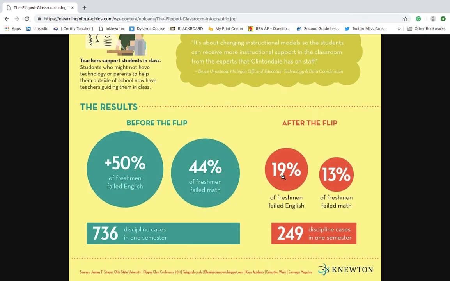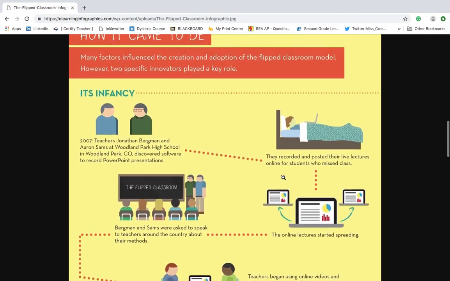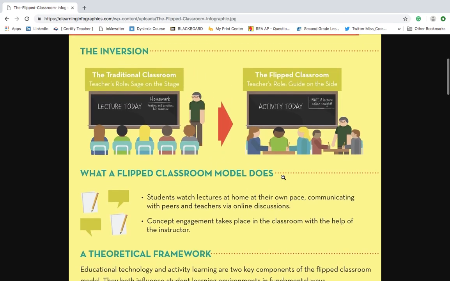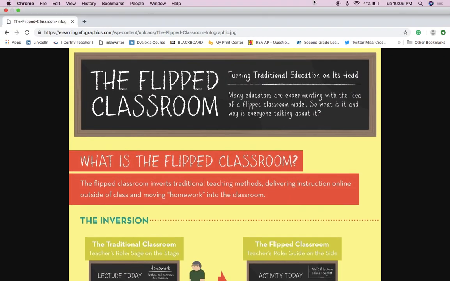So I really encourage you all to think about this before you say no to the flipped classroom, and really look at all these infographics that are out there in the world and think about how flipped classrooms can really affect your classroom.